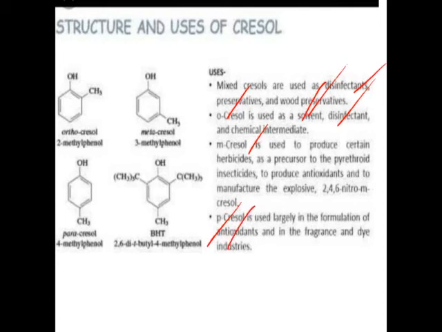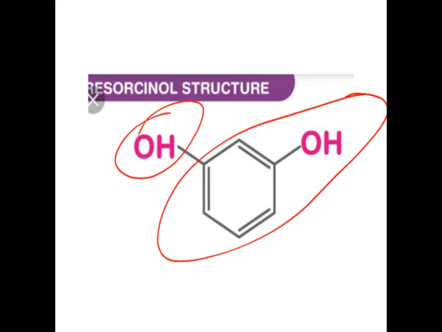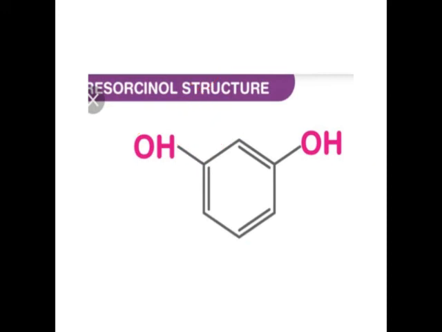Metacresol is used for the preparation of herbicides and insecticide. It also produces antioxidant, and it is useful for the manufacturing of the explosive 2,4,6-trinitrometacresol. Okay, so this is the structure and uses of cresols. So the next compound is the resorcinol.